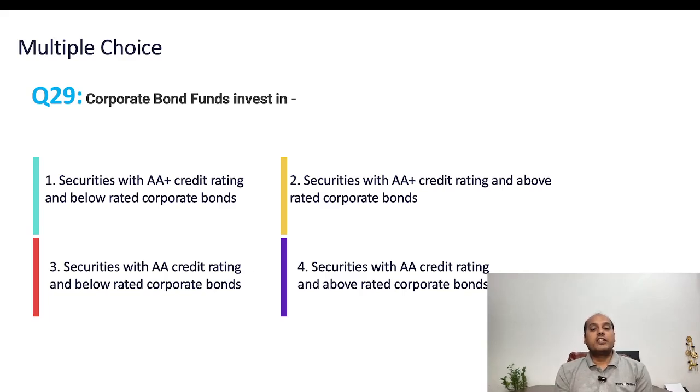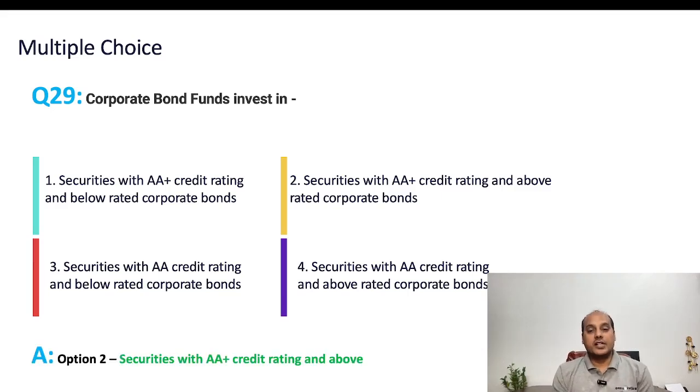29. Corporate bond funds invest in securities with AA plus credit rating and below rated corporate bonds. See, all of these options are the same, but here the option is securities with AA credit rating and above rated corporate bonds. Remember, the only difference between the corporate bond fund and credit risk fund is that corporate bond funds invest in AA plus credit rating and above corporate bonds, but credit risk funds invest into AA and below that, right?